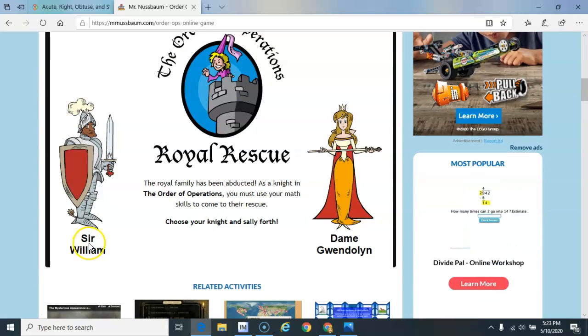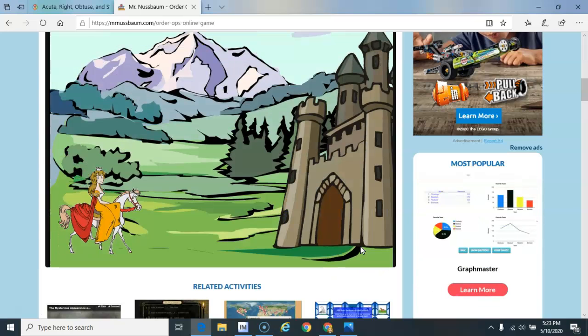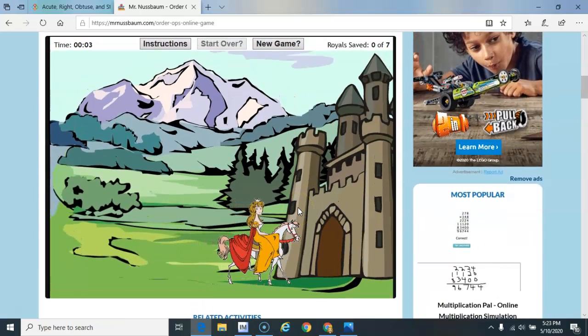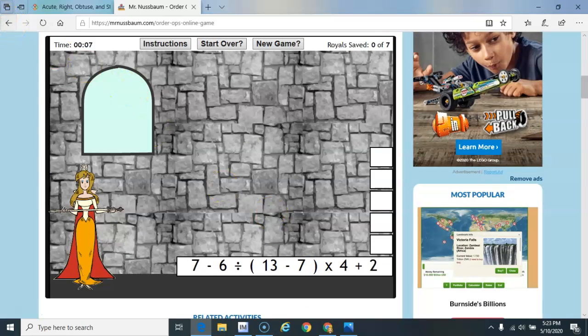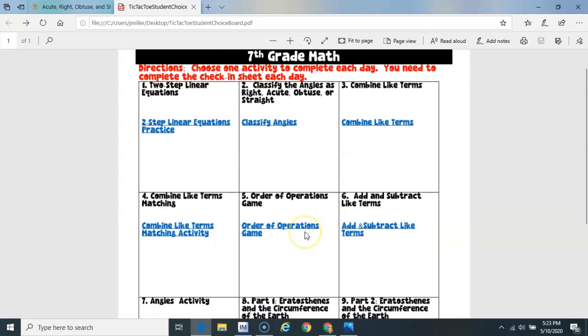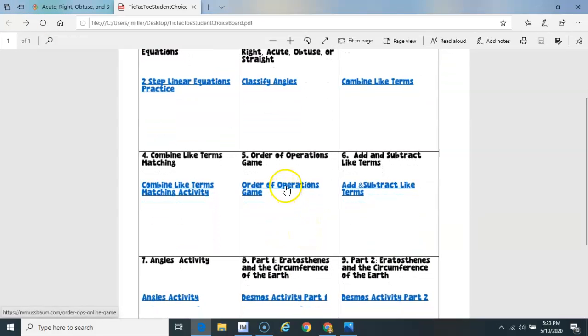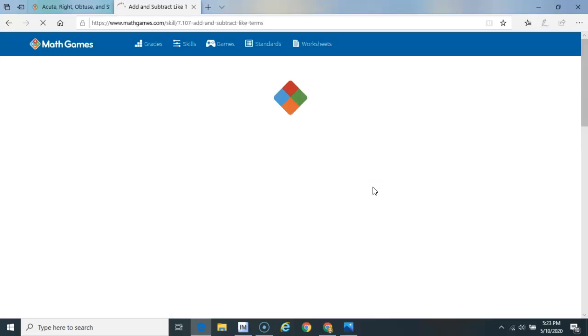You choose your character. You can either be Sir William or Dame Gwendolyn. You choose that, and then you have to just follow the directions on the screen. So the hardest part about that one is understanding where to start that game, and that's right there where you choose your character. That's the order of operations game. Add and subtract like terms.